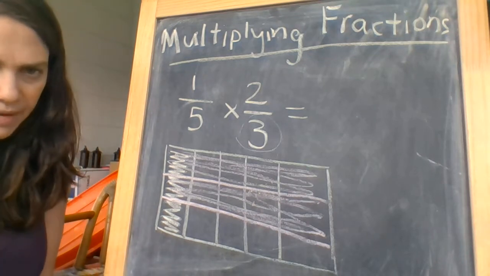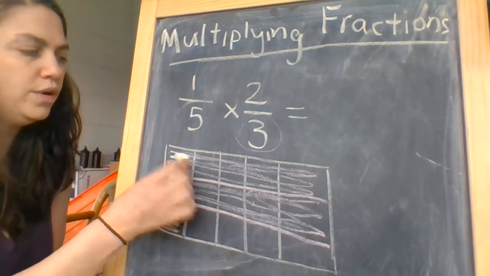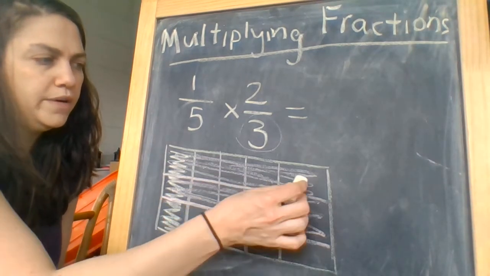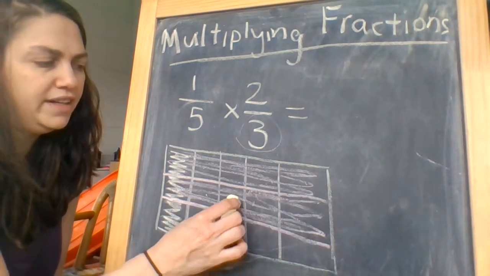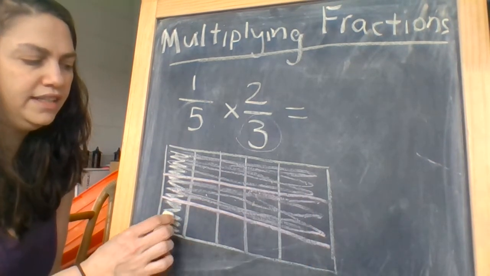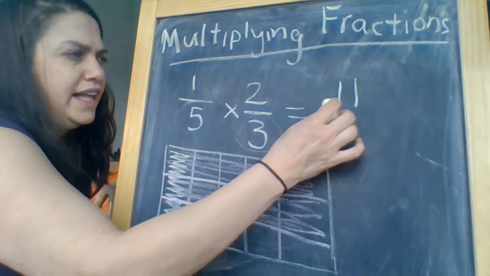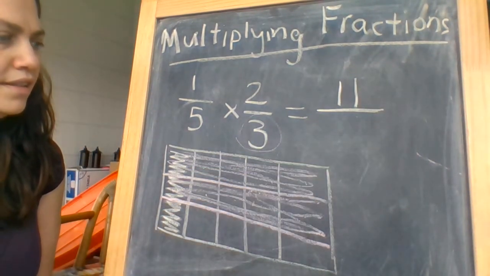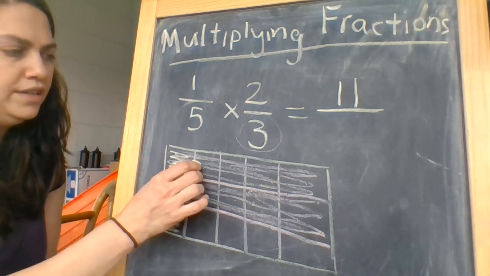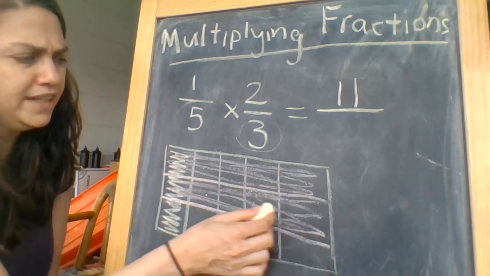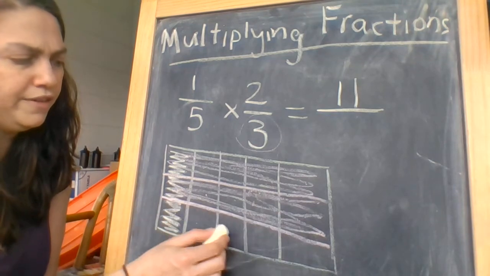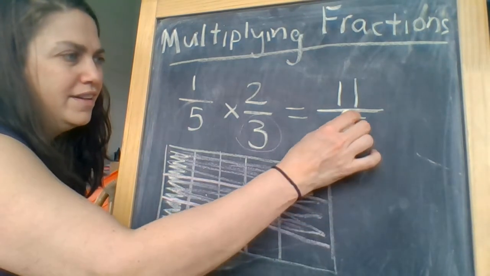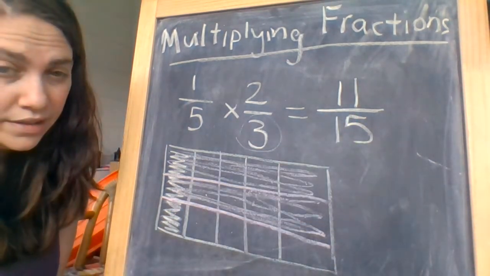Now let's count how many boxes are shaded. 1, 2, 3, 4, 5, 6, 7, 8, 9, 10, 11. There are 11 shaded pieces out of 1, 2, 3, 4, 5, 6, 7, 8, 9, 10, 11, 12, 13, 14, 15. But that's not our answer.